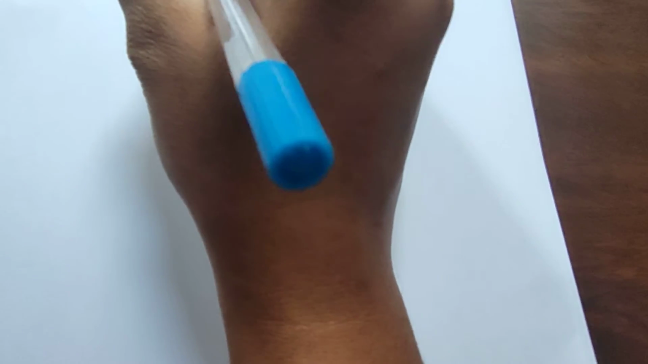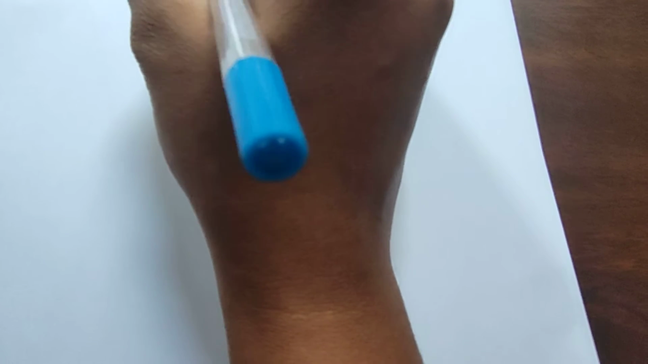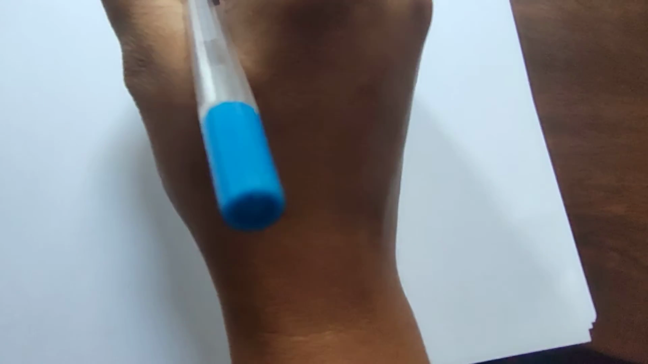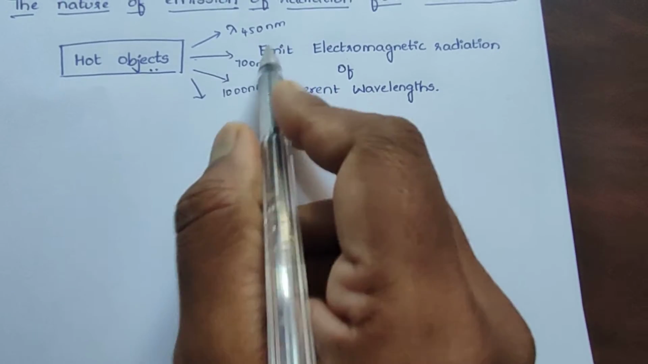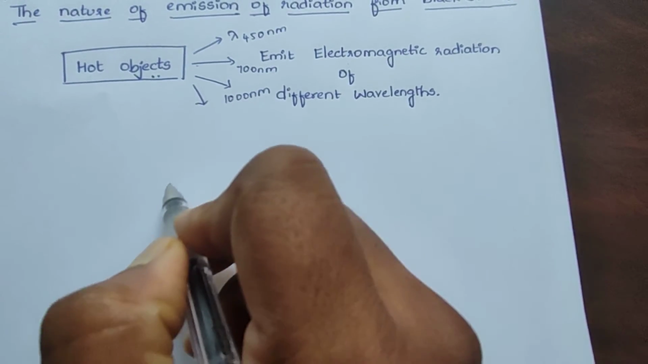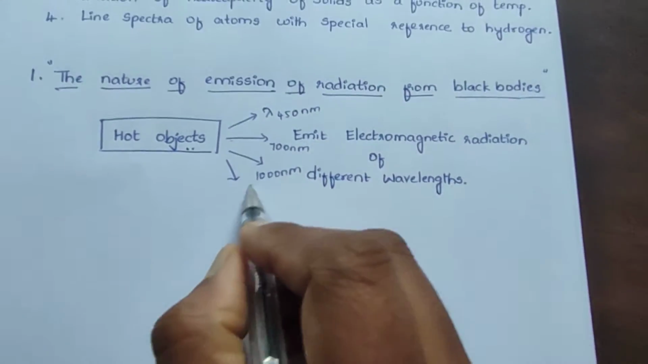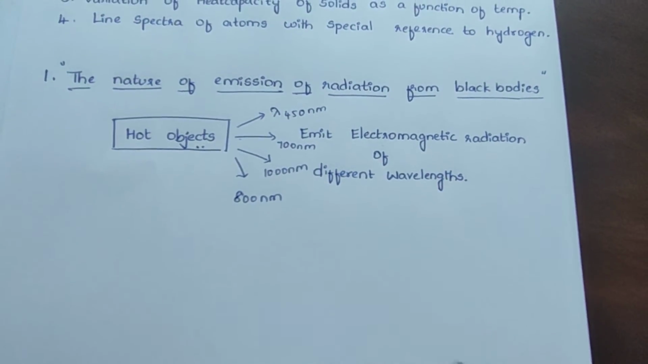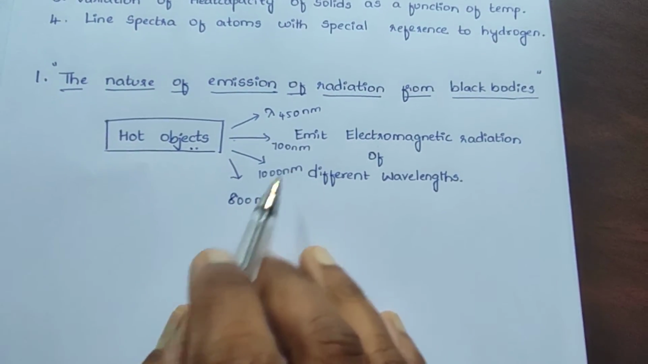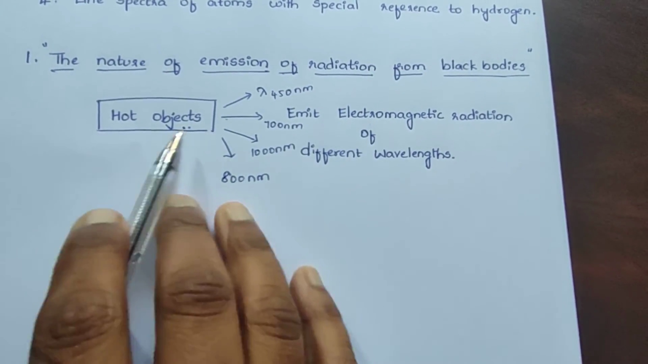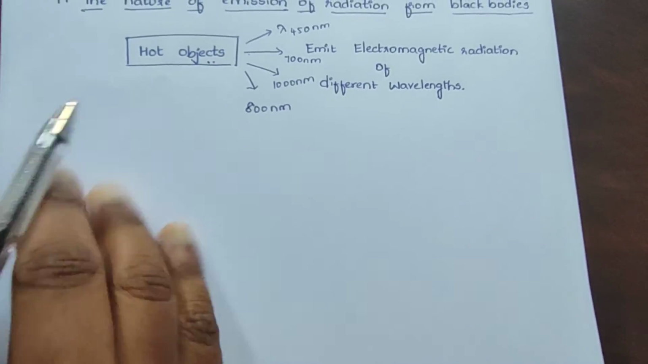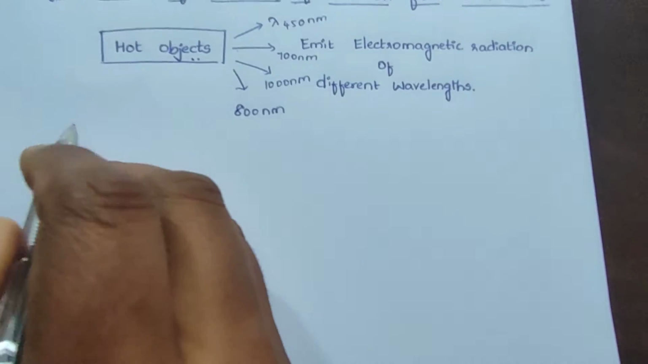Say some radiations will be at a wavelength of 450 nanometers, 700 nanometers, 1000 nanometers, or 800 nanometers, like that. They are different wavelengths. Corresponding to different wavelengths, electromagnetic radiations are emitted by hot objects, particularly at high temperature.